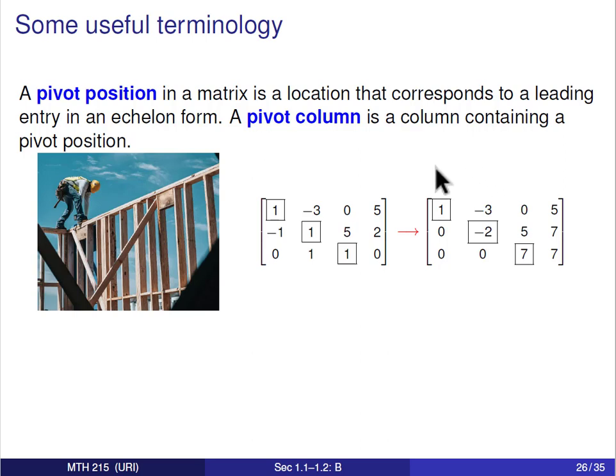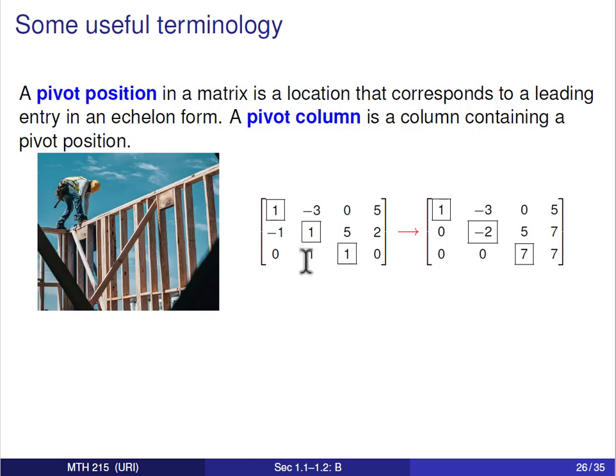Pivot positions refer to the locations of the leading entries of the rows in echelon form. One strange thing you might see is that sometimes linear algebra textbooks talk about the pivot positions of a matrix when the matrix is not in echelon form. For instance, if I were to talk about the pivot positions of the original matrix, I would still refer to those three positions as the pivot positions, even though these aren't necessarily the locations of leading entries.